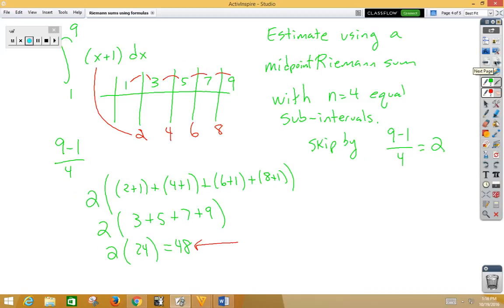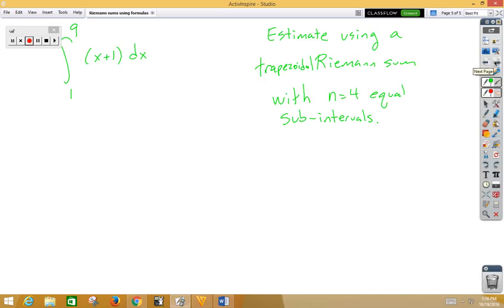We've done a midpoint Riemann approximation. We got 48. That was a pretty good estimate. Now we're doing a trapezoidal Riemann sum. Again, we always start with what are we trying to skip by? And that's still b minus a over n, or 9 minus 1 over 4, which is 2.